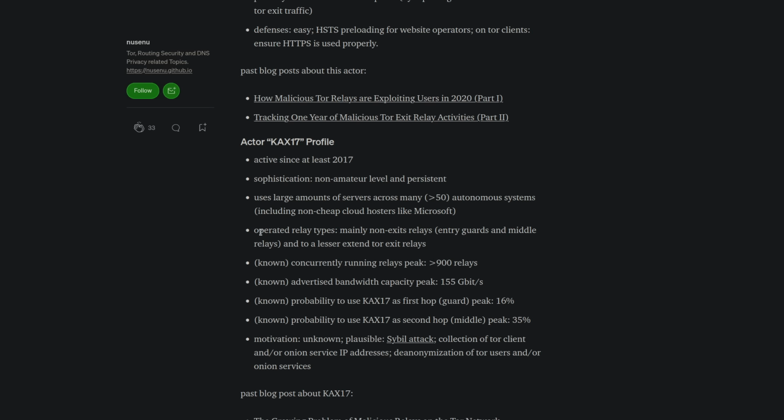And this is further confirmed by the relays that they're operating. So they're mainly non-exit relays, entry guards and the middle relays. To a lesser extent, they are using some exit relays. Now, the reason that this is significant and the reason that this makes me believe that they're not after money is because, as far as I know, exit relays are what you're going to go for if you're going to try to scam people, like steal Bitcoin from them or anything like that.